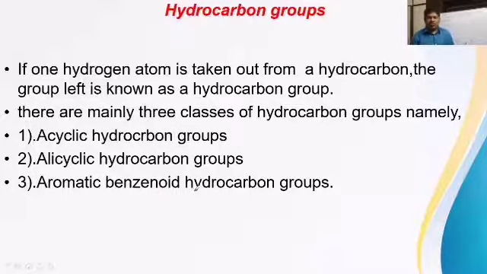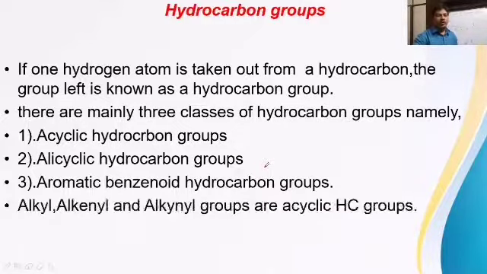Benzenoid compounds we discussed in classification of organic compounds, different types of compounds: benzenoids, non-benzenoids. The derivatives of benzene can be called benzenoid. If a benzene type of structure is present, that is called benzenoid. Otherwise, non-benzenoid structures. So three types of hydrocarbon groups we have to understand.